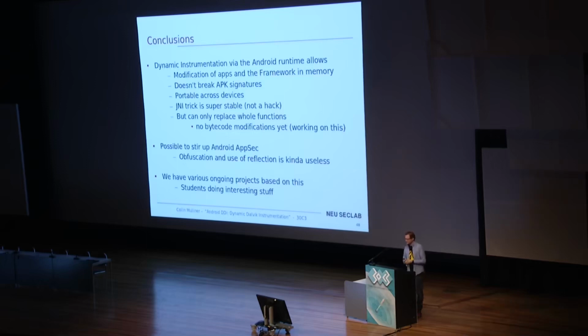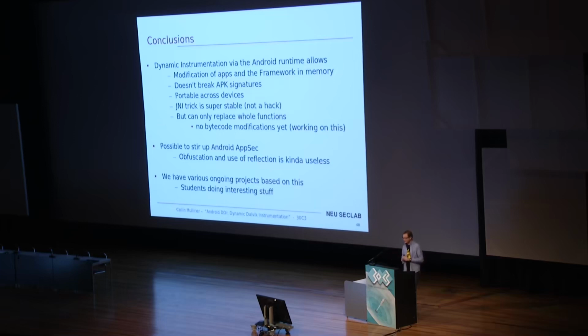So dynamic instrumentation of the Android runtime really allows you to modify applications and the framework in memory. You don't break any signatures. Your instrumentation tools are really portable across devices. The JNI trick is actually super stable because it's not a hack. That's just how the JNI interface on Android works. So far we can only replace complete functions, so we don't modify bytecode yet.